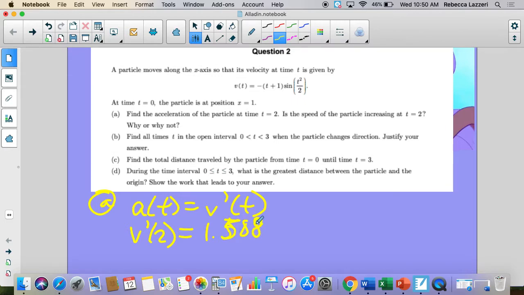All right, now it said, is the speed of the particle increasing at t equals 2? Why or why not? Many times it will say, is it increasing or decreasing? Please don't base it solely on velocity or solely on acceleration. Some people go, oh, my acceleration is positive, so the speed is increasing. That might not be true. If you have something that's falling and you're pulling back on it, you might be slowing it down.